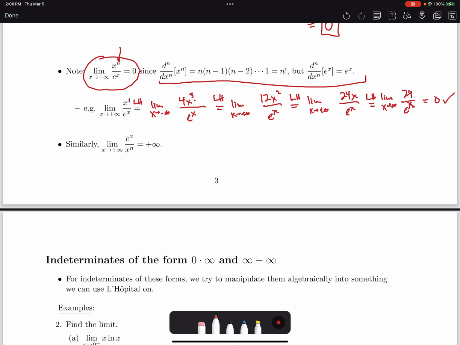Now, if you flip this the other way around and you put e to the x in the numerator and x to the n in the denominator, then by the same line of reasoning, e to the x is going to dominate eventually, and this thing will go to infinity, right? So e to the x over x to the n goes to infinity, x to the n over e to the x goes to 0.